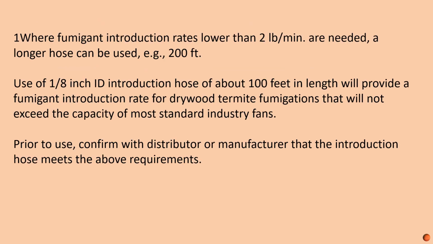1. Where fumigant introduction rates lower than 2 pounds per minute are needed, a longer hose can be used, for instance a 200 foot. Use of 1/8 inch ID introduction hose of about 100 feet in length will provide a fumigant introduction rate for dry wood termite fumigations that will not exceed the capacity of most standard industry fans. Prior to use, confirm with distributor or manufacturer that the introduction hose meets the above requirements.